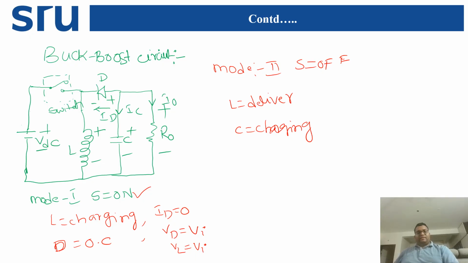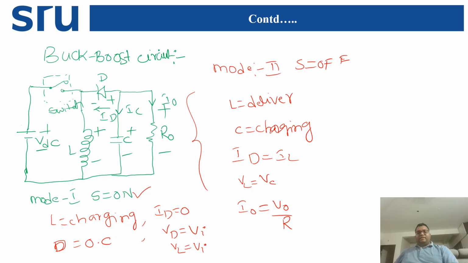Now what is happening here? The current flowing through the diode, ID, is equal to IL. In this condition, the VL voltage is equal to VC, and along with that, I naught is equal to V naught by R. These are the fundamental conditions under mode 1 operation as well as mode 2 operation of the circuit.